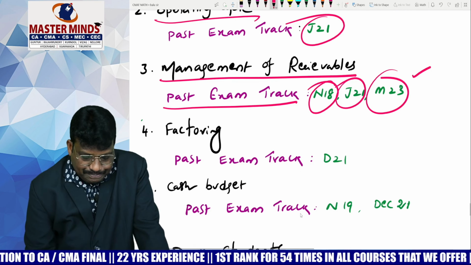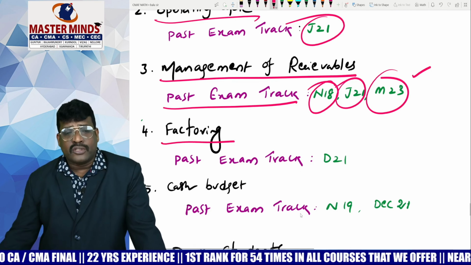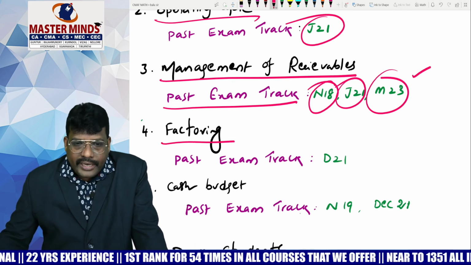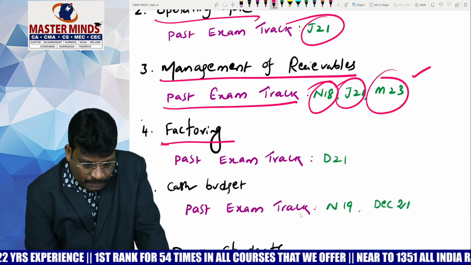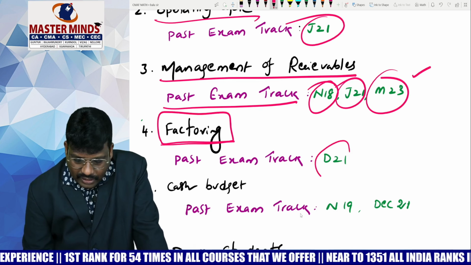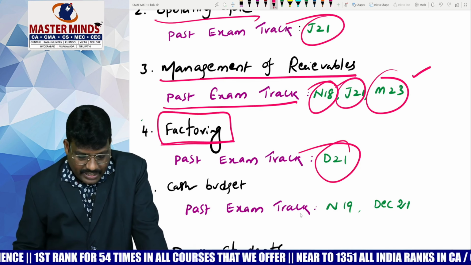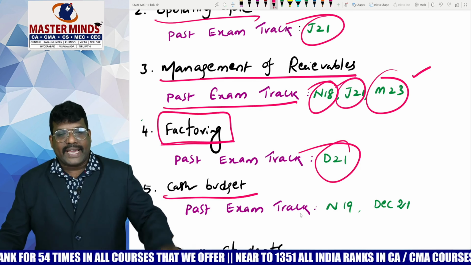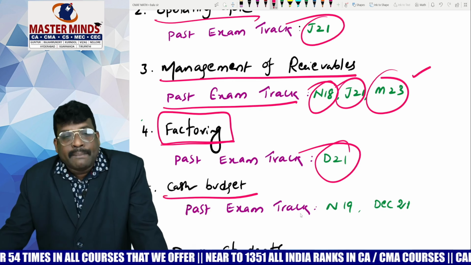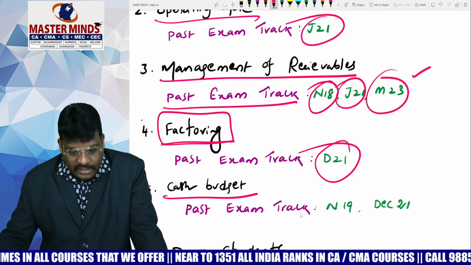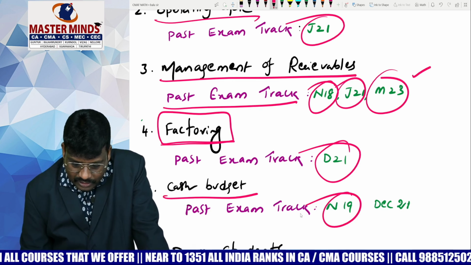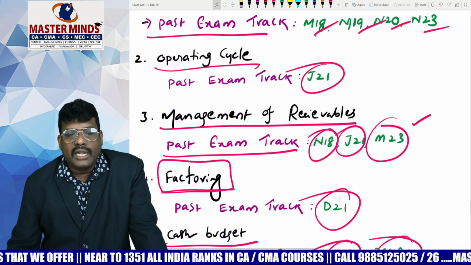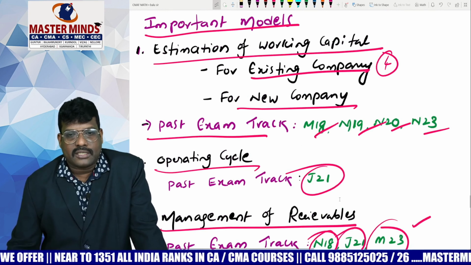And factoring is one of the financial services taken by the company for effective management of receivables, right? Here, problems on factoring they've also been asking. December 21 also they asked. Another one is the cash budget, a systematic estimation of the availability of cash at a particular time period by considering receipts and payments, right? That is the cash budget we prepare. November 19 they asked, December 21 also they asked. So hardly one question from this chapter we can expect, okay?